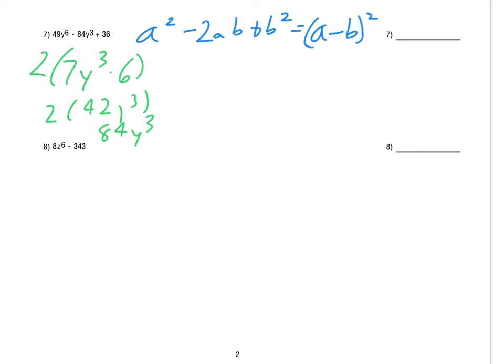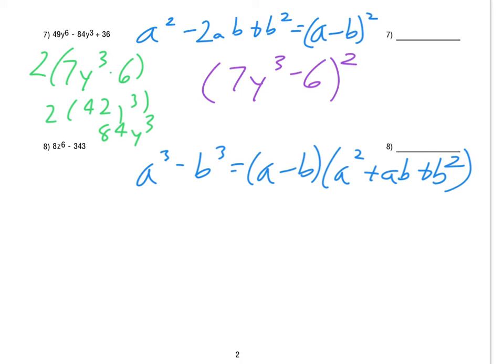So again, confirmation that yes, it does fit that pattern. Once I know it fits that pattern, I already figured out the 7y cubed and the 6. Those are the two terms that go in here. So the factored form just turns out to be 7y cubed minus 6 squared.